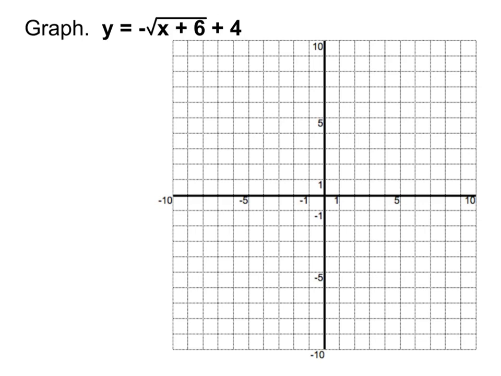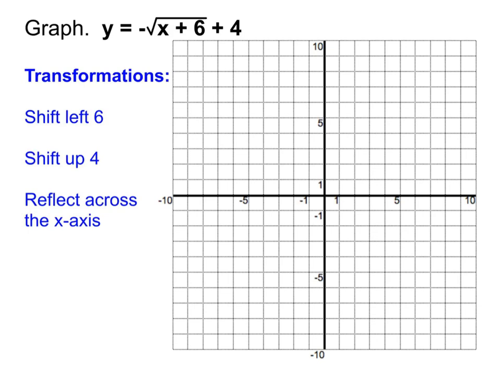All right, first up, listen to the transformations. In this case, we have a shift left 6, a shift up 4, and a reflection across the x-axis. Now I'm going to make my graph. And in making my graph, the first thing I do is I put my first point where the shifts tell me to put it, which is left 6 and up 4.